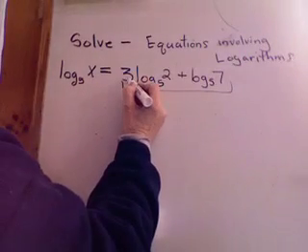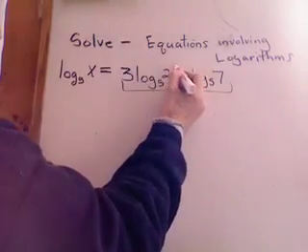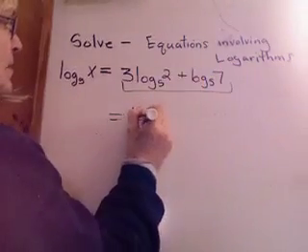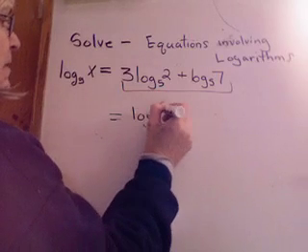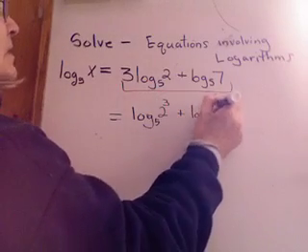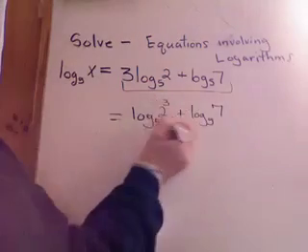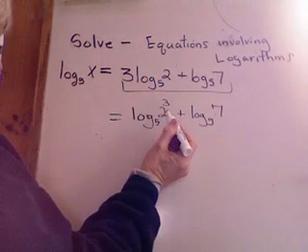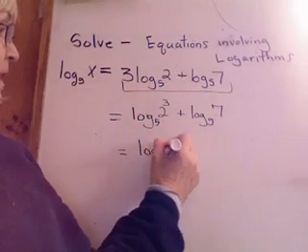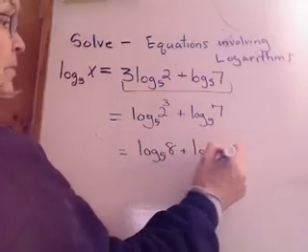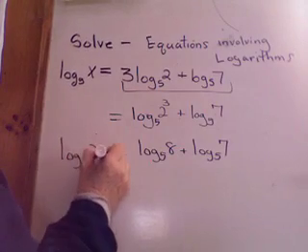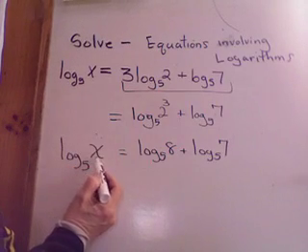First thing I do is this number that's in front, I'm going to move and make it an exponent. So I'm going to rewrite this as log base 5 of 2 to the 3rd plus log base 5 of 7. Now, I know 2 to the 3rd is what? 8. So now I write this as log base 5 of 8 plus log base 5 of 7. I haven't done anything to this side yet. Log base 5 of x. What I'm trying to do is solve for x.